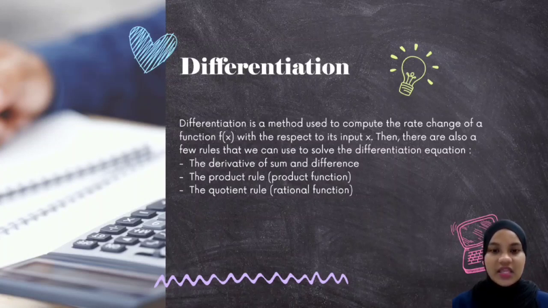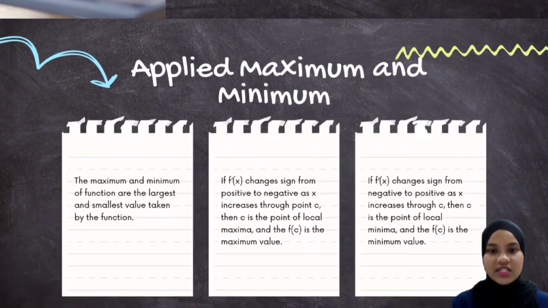Differentiation is a method used to compute the rate of change of a function f(x) with respect to its input x. There are also a few rules that we can use to solve the differentiation equation. First, the derivative of sum and difference. Second, the product rule, the rule that we use to find the derivative of a product function. And the last one is the quotient rule, the rule that we use to find the derivative of a rational function.